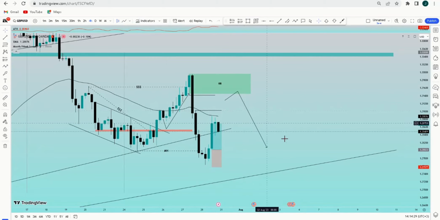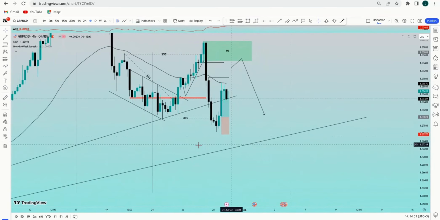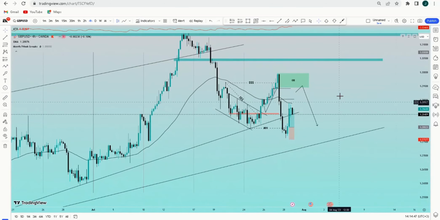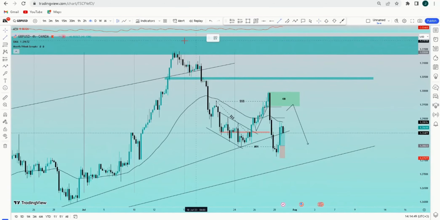If it doesn't do that, then I'm going to wait for this market to break this, and I see what's going to happen on this trend line. Once it breaks that trend line, that's when I look for more sales on this market. But for now, I will look for sales on this zone. This is my point of interest where we're going to look for sales. And guess what, guys, we still have this trend line that is coming all the way down.